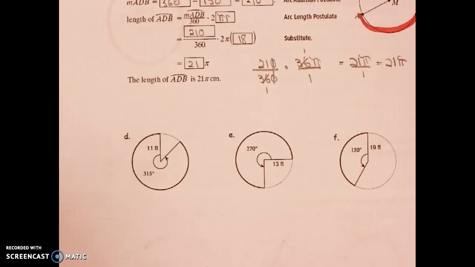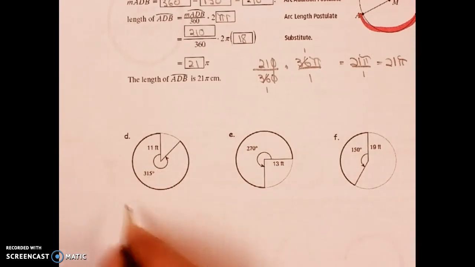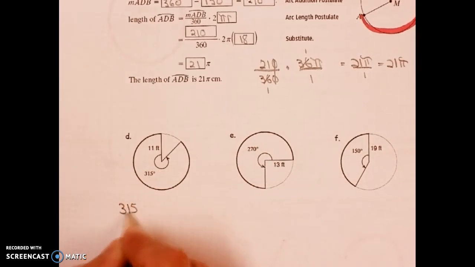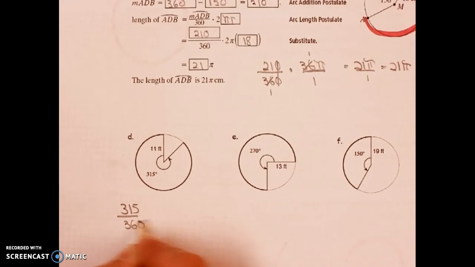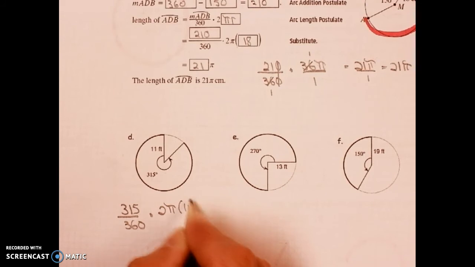Alright, let's go take a look at a few other examples. Again, if I wanted the measure of this arc in degrees, it's sitting in front of my face, it's 315. But I want the actual arc length. Notice it's not the whole thing, so again, we're using that formula. 315 over 360 times my circumference, which in this case is 2 pi times 11.